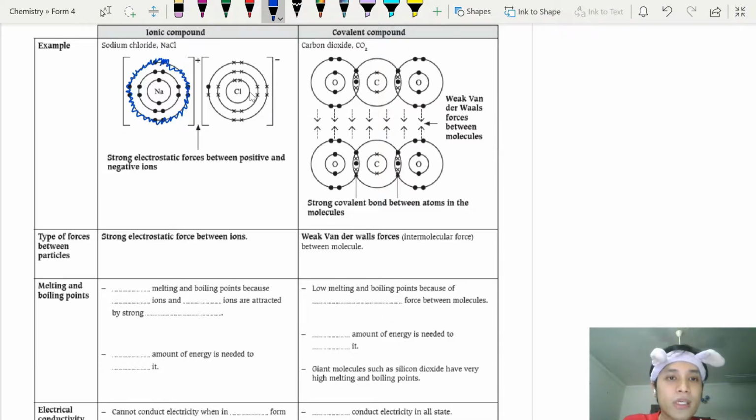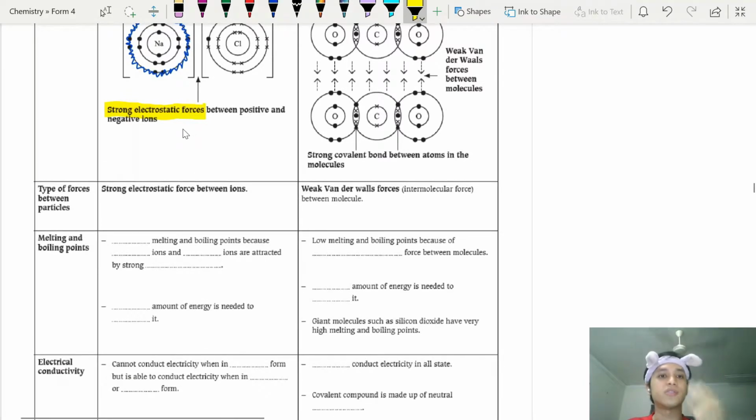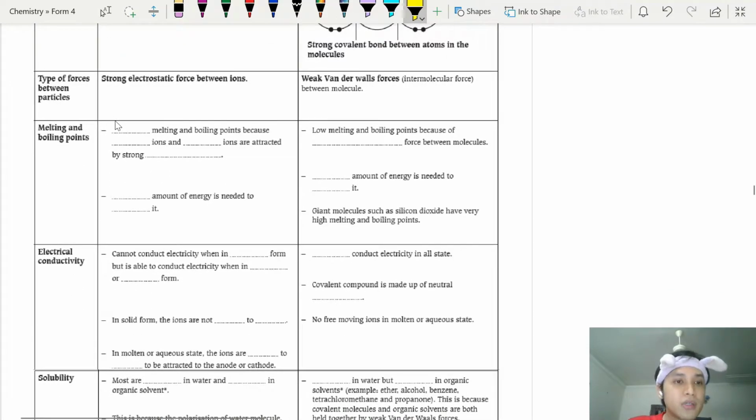So positive and negative. And this is where the strong electrostatic force will appear in between the ions. They are attracted towards each other because of these strong electrostatic forces. Since this is a strong electrostatic force, you're going to need more energy to break the bonds. If you need more energy, your melting and boiling point will increase. So for ionic compounds, they always have high melting and boiling points.